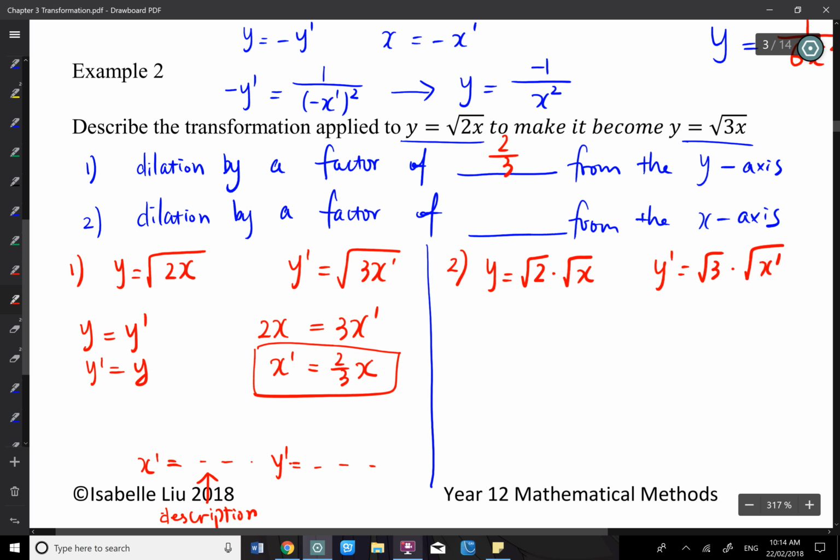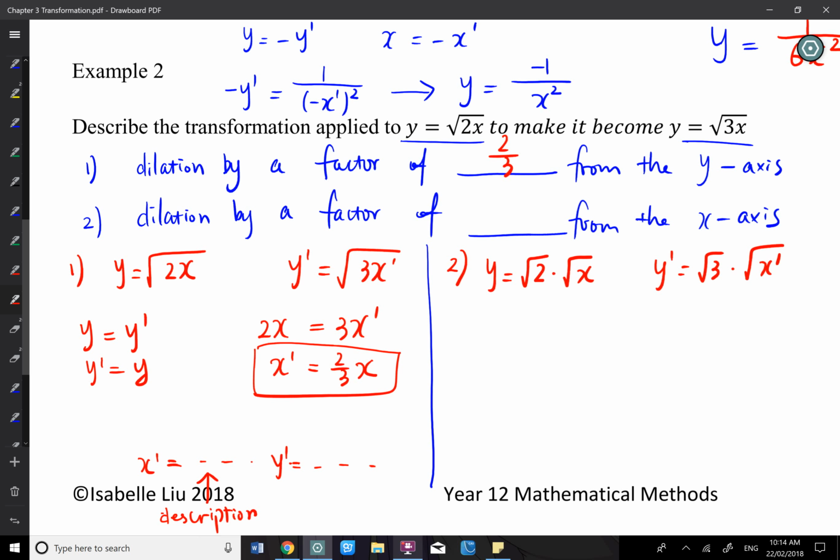Now my x under the square root is only a single x. There's nothing happened to the x. There's no coefficient. There's another question for the square, what is called a quadratic function as well. It's exactly the same question, which I think in VCAA or trial papers asks how I can dilate from the x-axis and how I can dilate from the y-axis. It asks you for both ways.